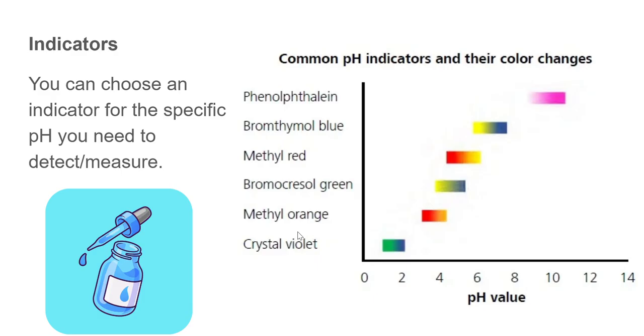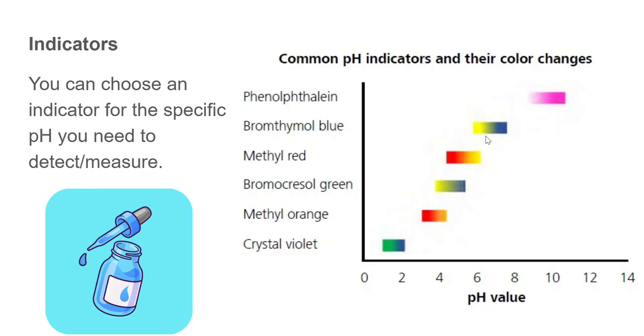Indicators. Now, we worked with phenolphthalein in the past, and that has a higher pH value, so this is for if you're doing a titration and you want your equivalence point to be around 8 to 10. It starts to turn pink at 8. And so if that's what you want, then you're going to use phenolphthalein.